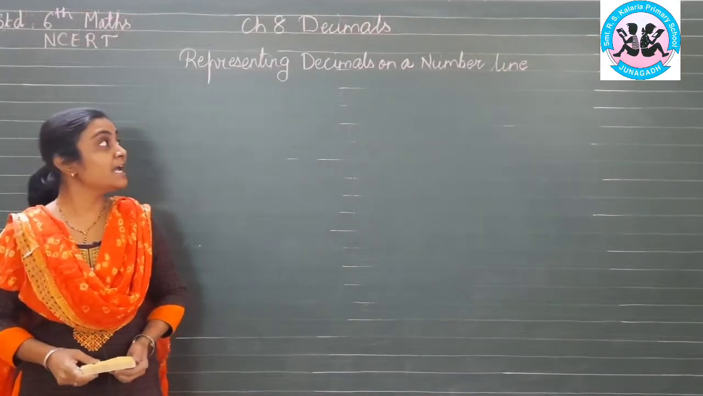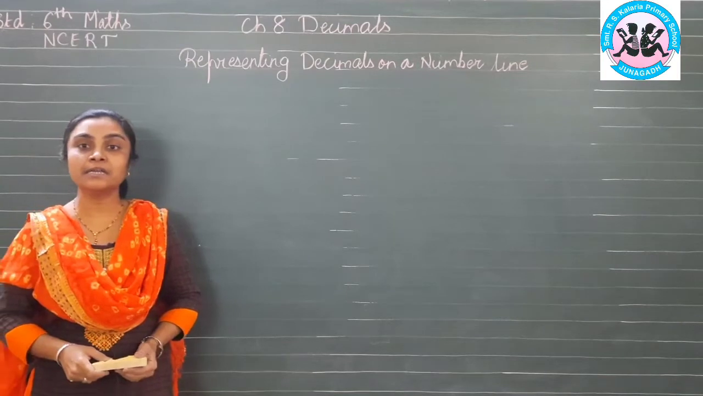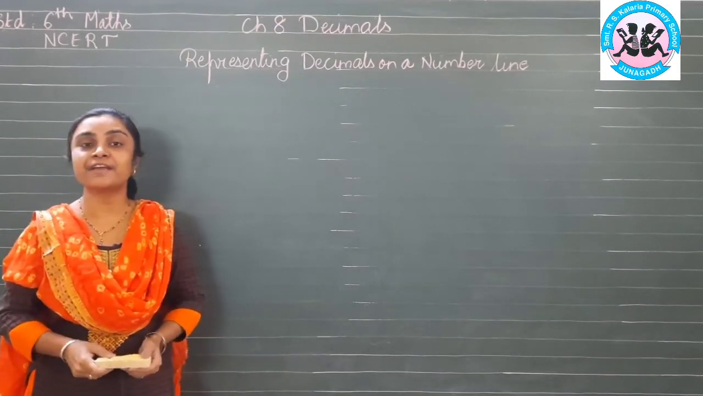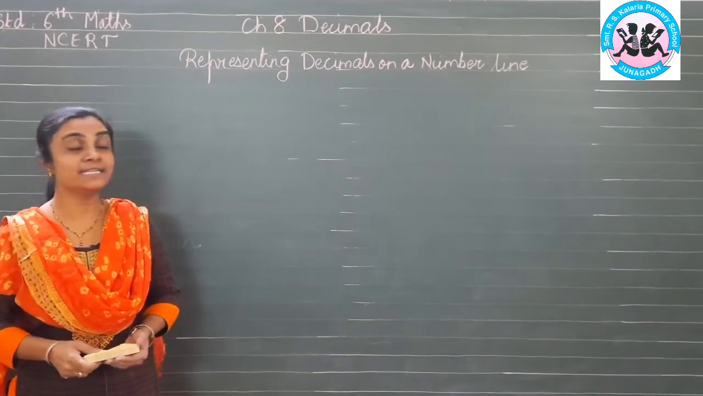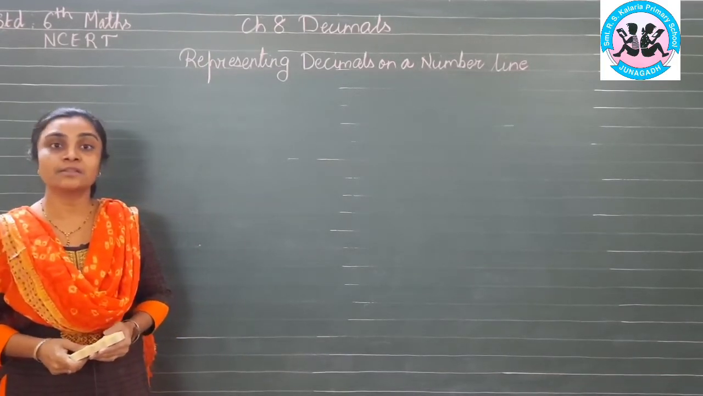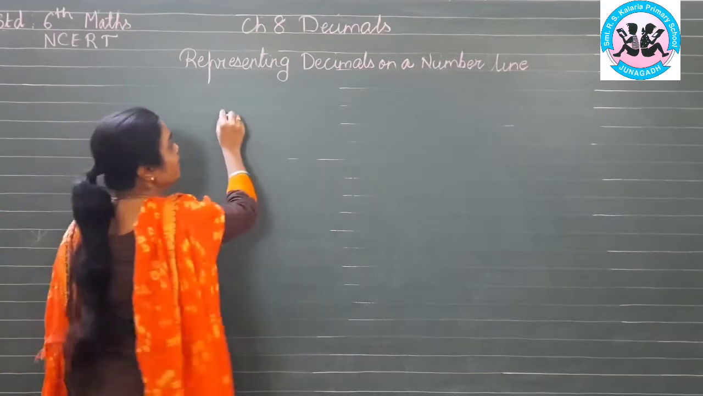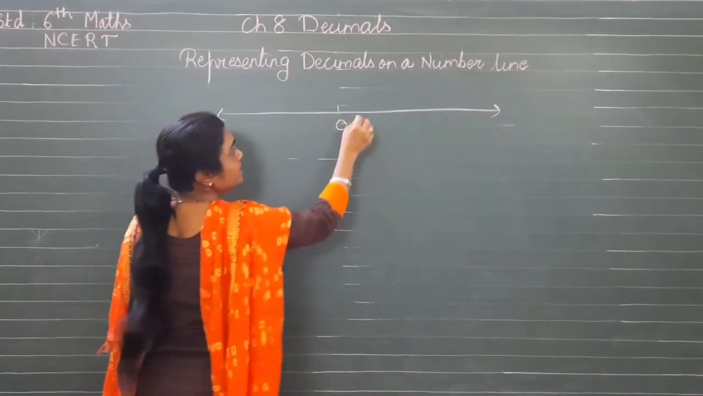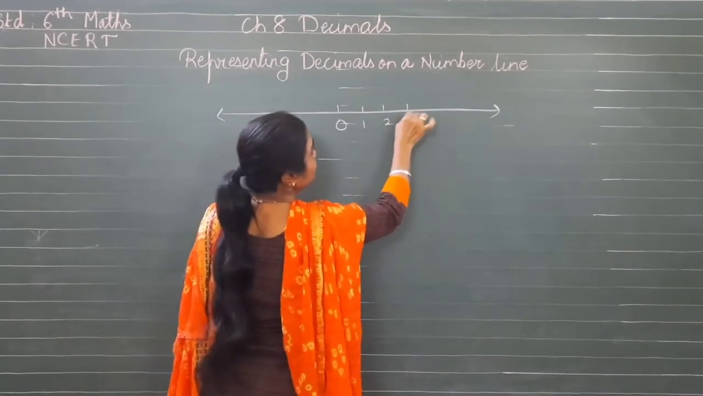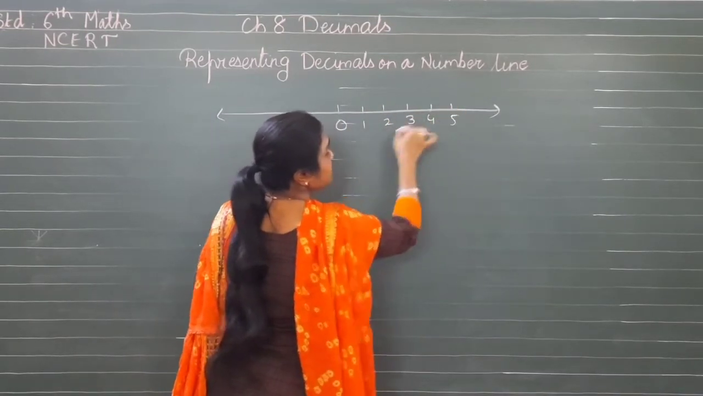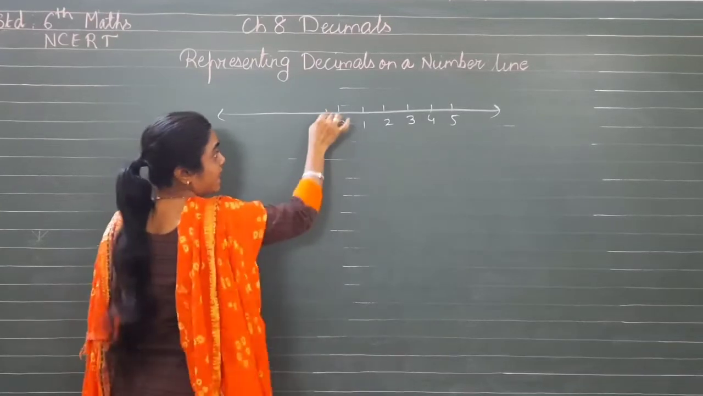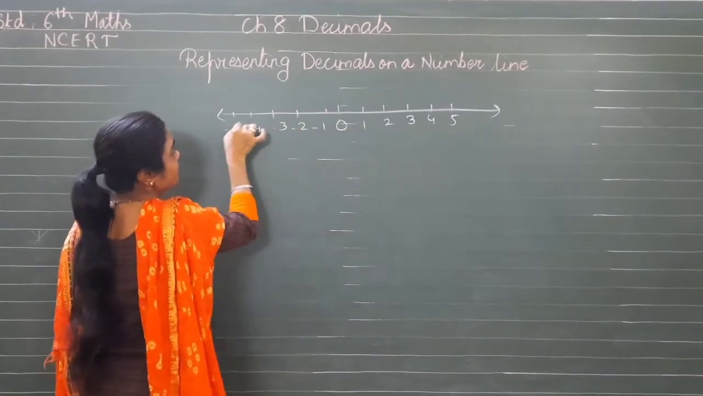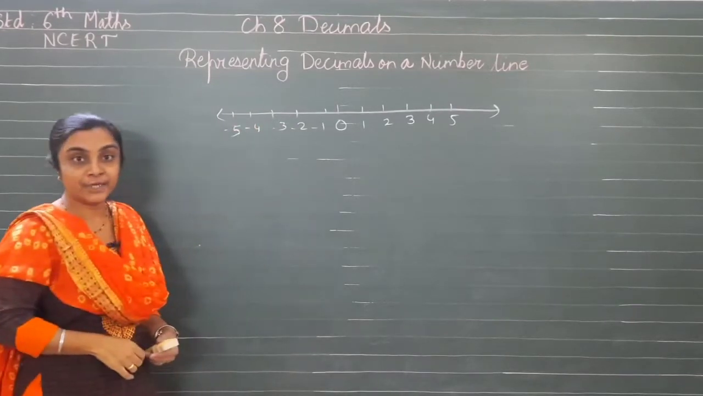Now let us see how to represent decimals on the number line. We have already learned how to represent whole numbers and fractions on the number line. Now let us see how we will represent decimals on the number line. Now we know that 0 is over here, 1, 2, 3, 4, 5. These are all positive integers. And here is -1, -2, -3, -4 and -5, which are all negative integers.